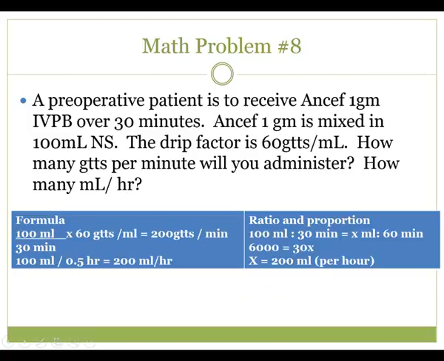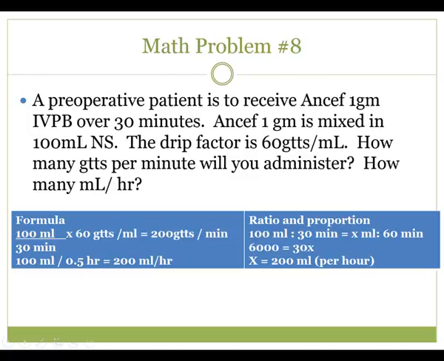That's just another way to solve it. The preoperative patient is to receive Ancef 1 gram IV piggyback over 30 minutes. Ancef is mixed in 100 mils of normal saline. The drip factor is 60. Once again, how many drops per minute and how many mils per hour?